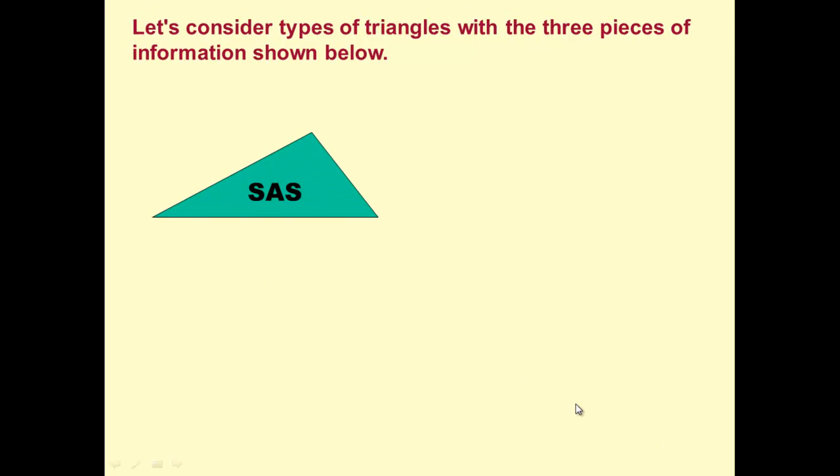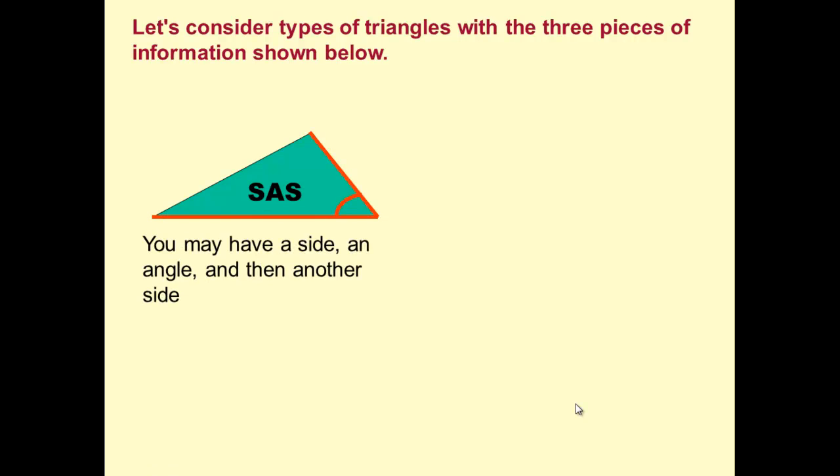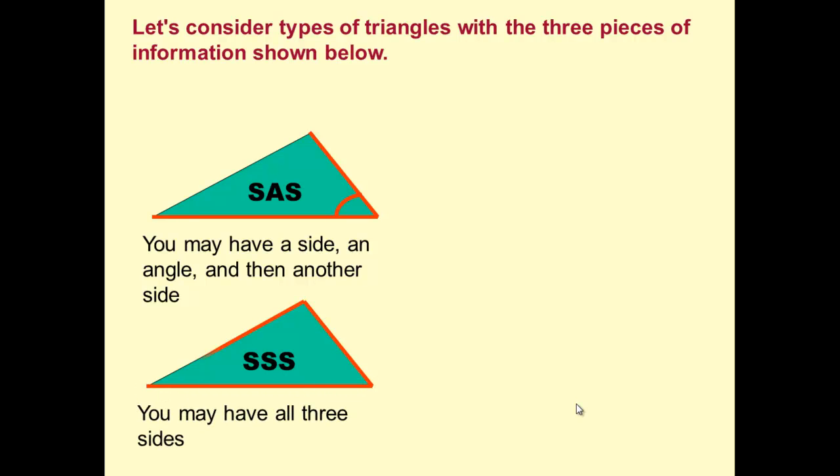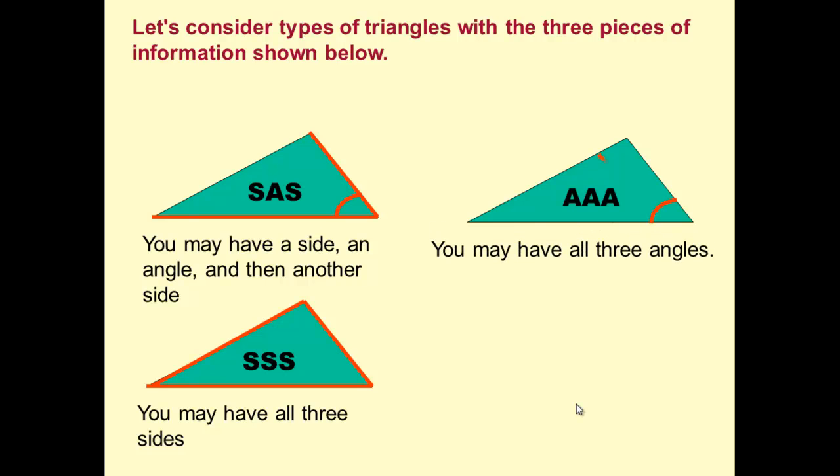First one is side-angle-side. You're given two sides and the included angle. Side-side-side, you're given all three sides. And angle-angle-angle, having all three angles of a triangle.